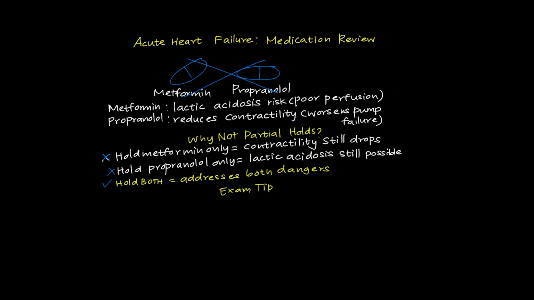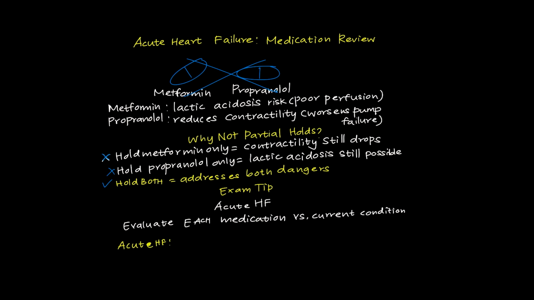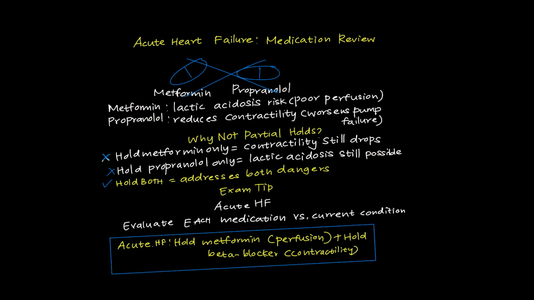Here's a WGU D455 exam tip for you. When a question lists multiple home medications and the client's condition has changed acutely, evaluate each drug against the current clinical picture separately. If both are harmful in the new context, hold both. Quick recall hook. Acute heart failure equals hold metformin for perfusion, hold beta blockers for contractility.